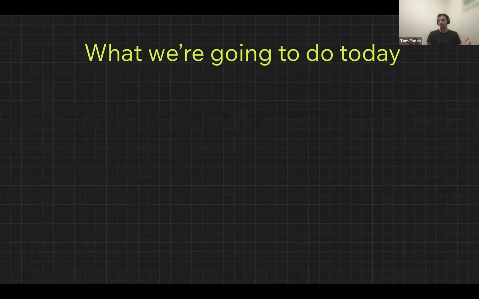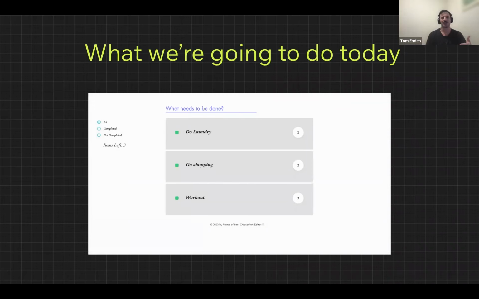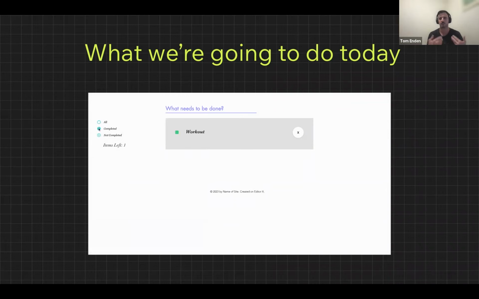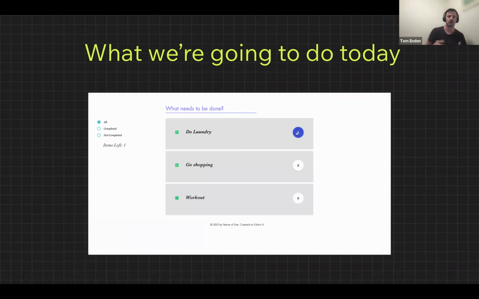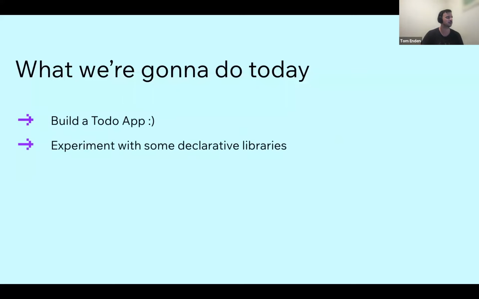Okay, so enough theory. Let's get our hands dirty a bit. Let's look at what we're going to do today. We're going to do the famous ToDo App workshop. I just thought that ToDo is a really good application because everyone knows how it needs to behave. It's something that people usually use to onboard a new library or a new framework or any new paradigm. That's why I think it will be really helpful to use this as an example to learn all of these libraries. So basically, we're going to build a ToDo app and experiment with some declarative libraries.